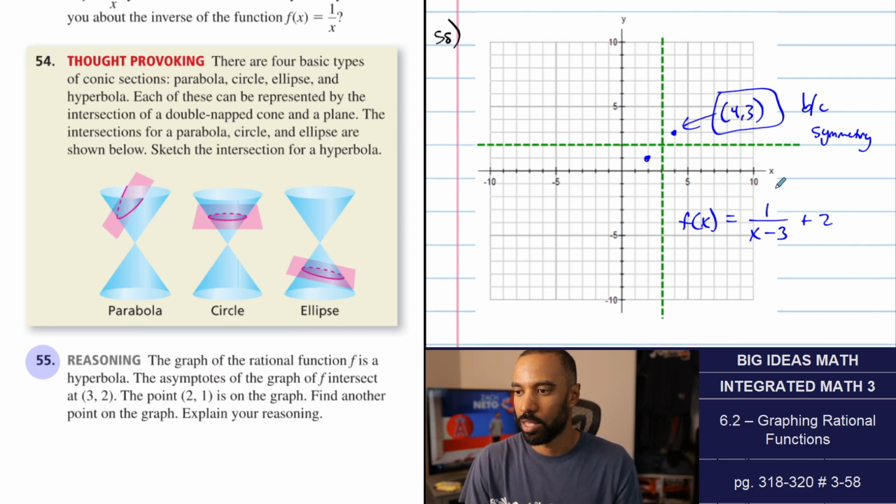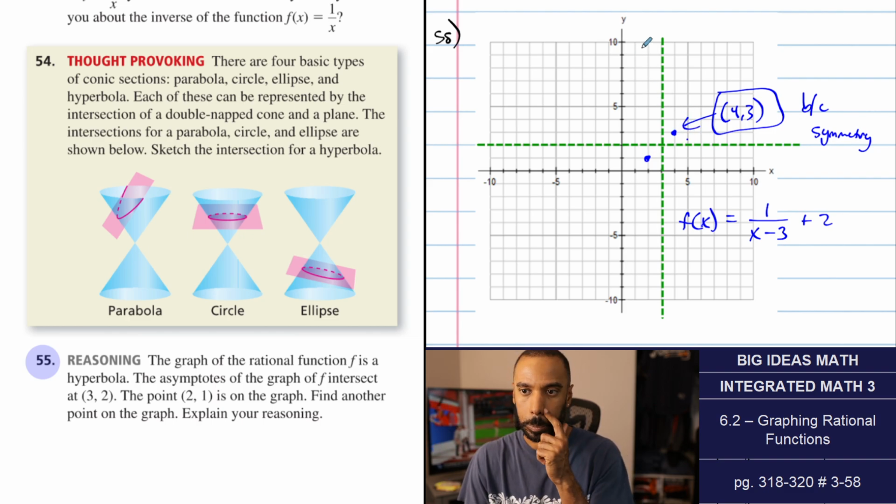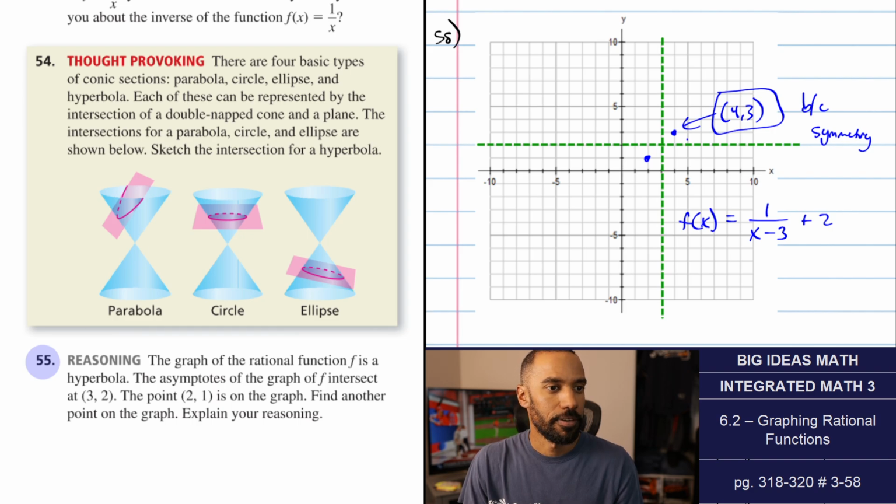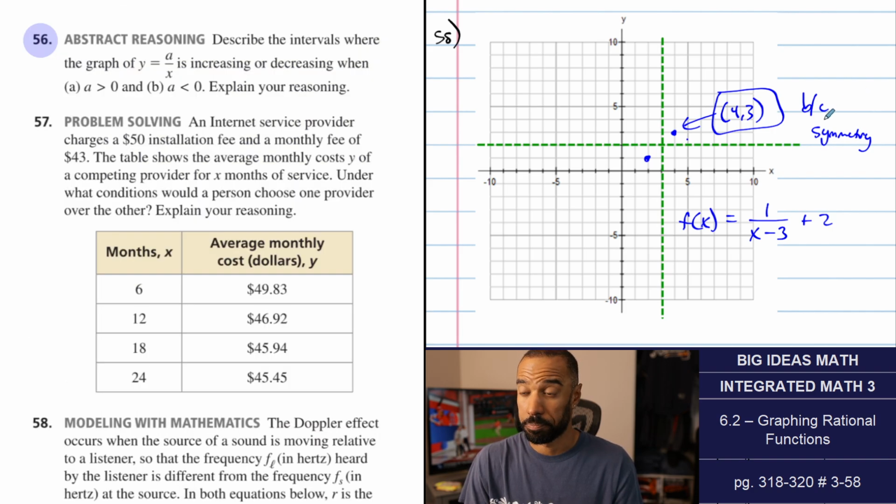And then a of 1. So you can find any other point. I could give you another one right here, and things like that. All right, number 56, abstract reasoning.